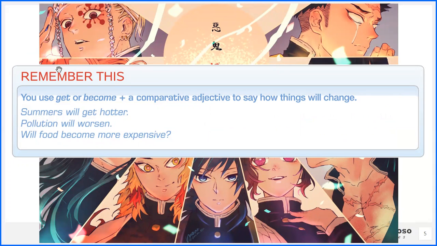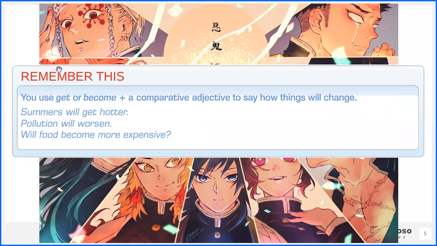From our book, it wanted us to use either the word get or become and add a comparative adjective at the end. This is just going to be to describe, to predict a description, basically. All right, so we have summers will get hotter. There we have will, and right after that we're using get and our comparative adjective.